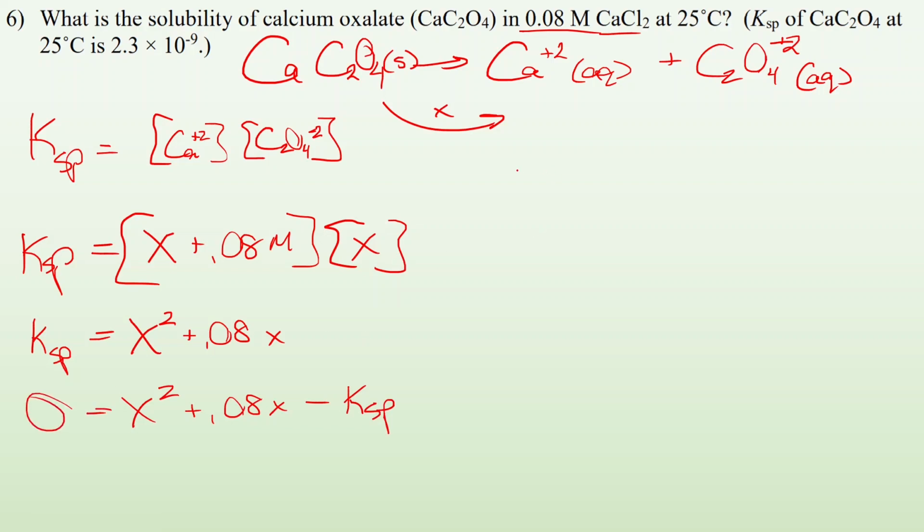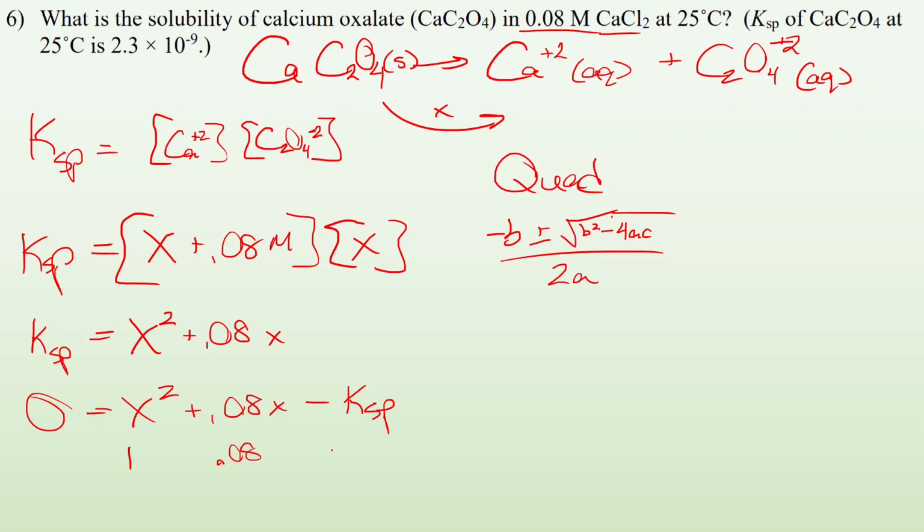So now I can use my quadratic. My quadratic equation is negative b plus or minus the square root of b squared minus 4ac, all over 2a, where a is 1, b is 0.08, and c is negative Ksp. So now I can just plug all those in, and I'm going to get only one answer that makes sense. I get x equals 2.88 times 10 to the minus 8. All right, so there you go.